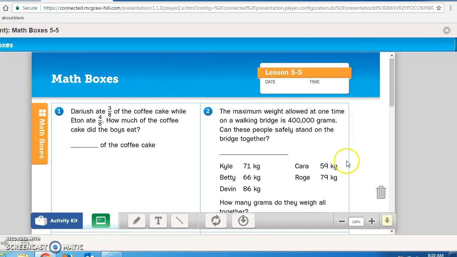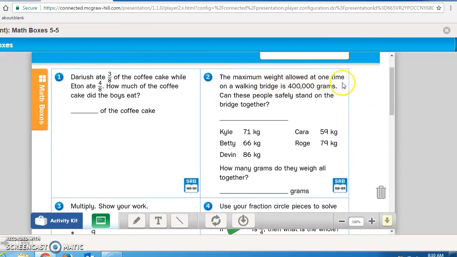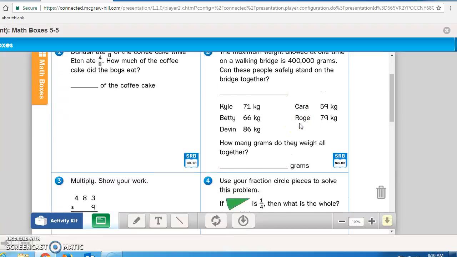Math Box 2 reads, the maximum weight allowed at one time on a walking bridge is 400,000 grams. Can these people safely stand on the bridge together? And then how many grams do they weigh all together? So hopefully you're realizing you're going to have to add all those numbers together, and then you're going to have to convert it into grams because this is kilograms. Pause the recording now and do Math Box 2.